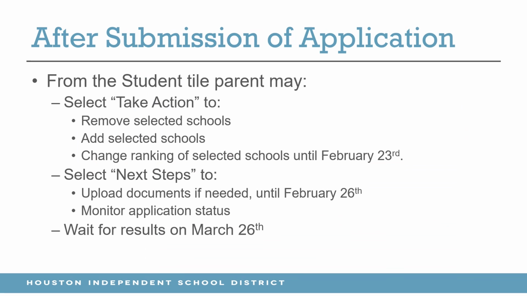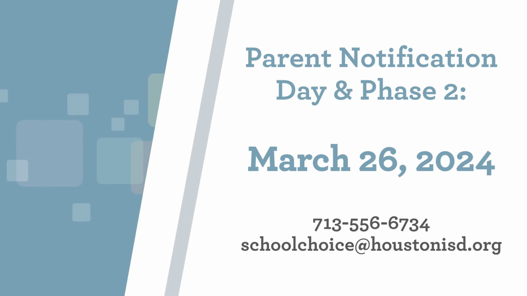After submission of the application, as a parent, you may go in and change the ranking or selection of schools until February 23rd. This does not impact your opportunity to be considered into the lottery. You must, however, submit any final changes by February 23rd. Uploading of documents is needed if you are prompted with a Next Step tab. And lastly, you may wait for the results on March 26th. Again, Parent Notification Day and Phase 2 begin on March 26th.